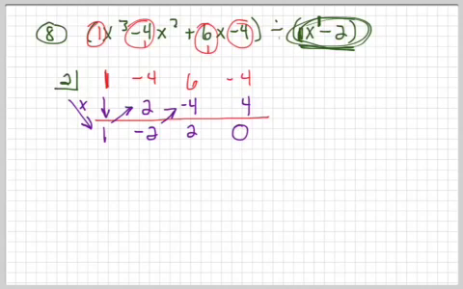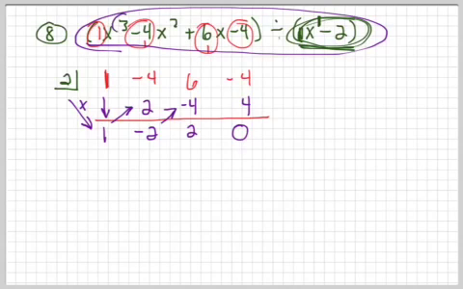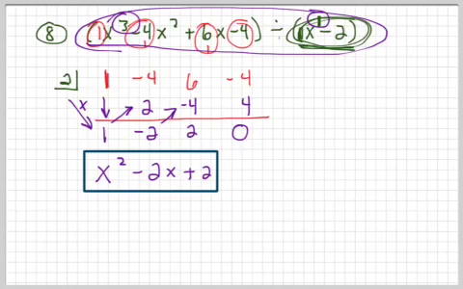Now remember, our final answer is not 1, negative 2, 2, 0. What's the answer to this division problem? I took a cubic and divided out an x, so I've gone down by 1 degree. I'm down to x squared minus 2x plus 2. And so there's the answer to that division problem. I'm going to quickly do that one off to the side here to show you long division and show you that it does give exactly the same answer.